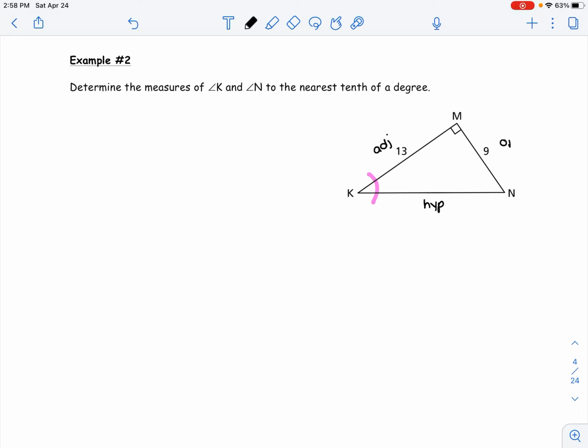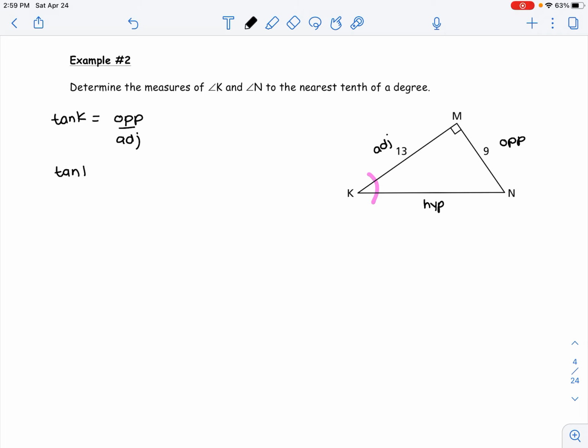And then the opposite should actually be opposite to your angle K. So opposite to angle K is OPP. So let's start by writing what our tan of K is. Tan of K is equal to, we know the opposite over adjacent is what we need to use when we're talking about tan.